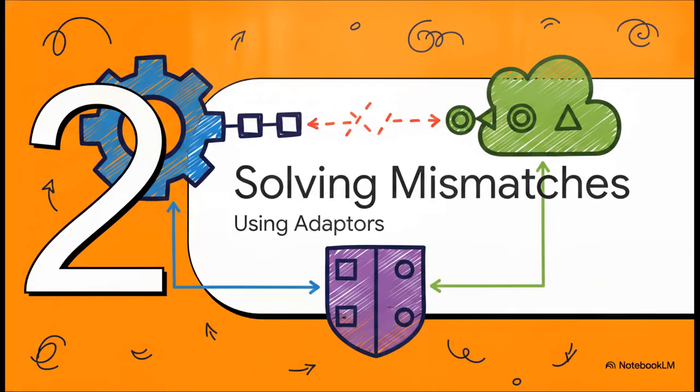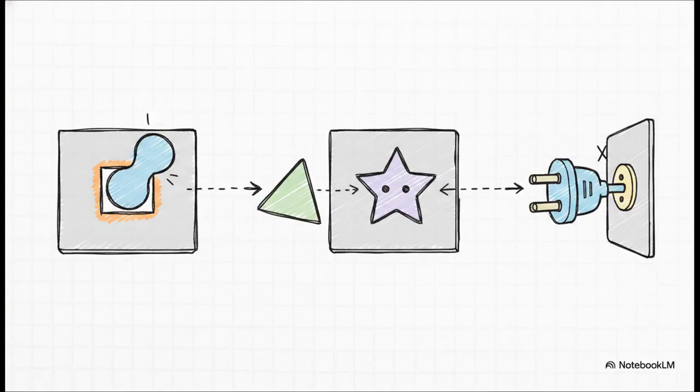Okay, moving on to section 2, solving incompatibilities with adapters. So what happens in the real world when you buy two third-party components and their interfaces just completely clash? Well, your textbook outlines three specific types of incompatibility you're going to face. First is parameter incompatibility. This is when operations might have the exact same name, but they expect the wrong data types, or maybe a different number of parameters entirely.